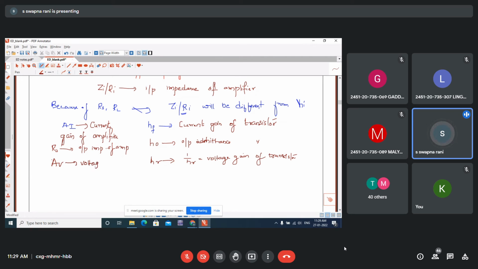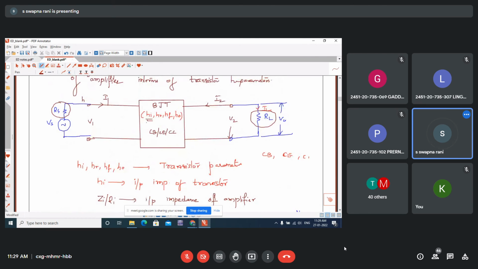So make it clear that H parameters are the parameters of the transistor, they are not the parameters of the amplifier. Now, if you look at the circuit, whatever block I have represented for the BJT, internally this block will be replaced with the H parameter model.